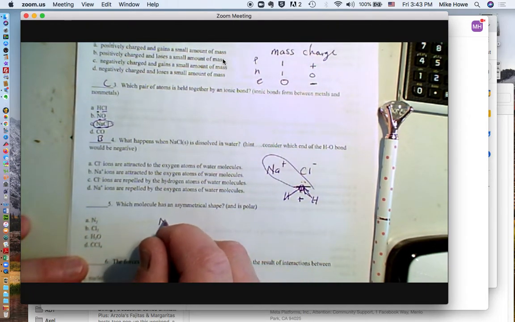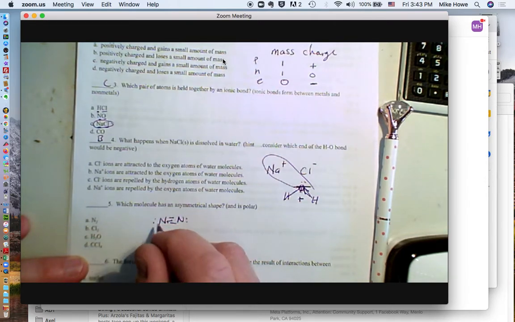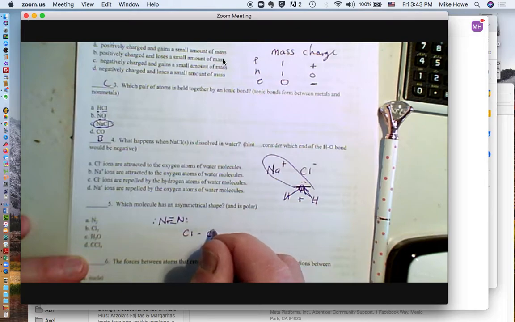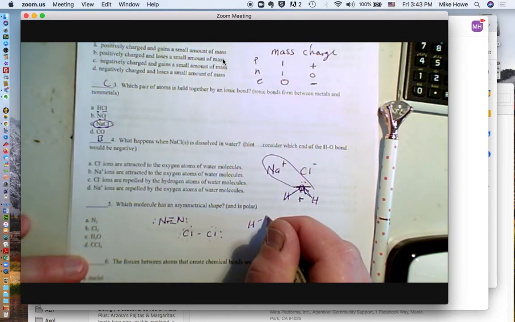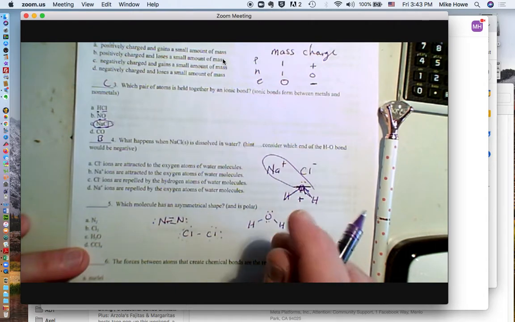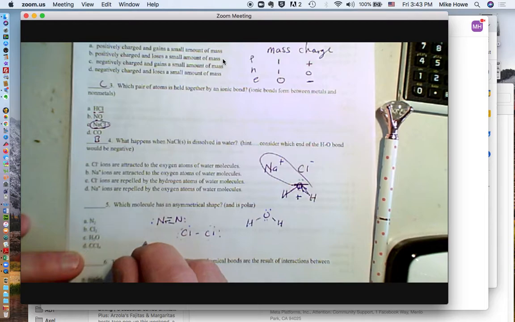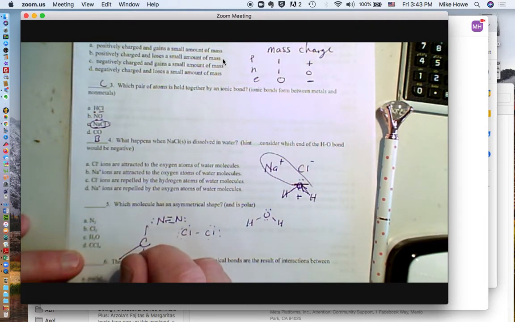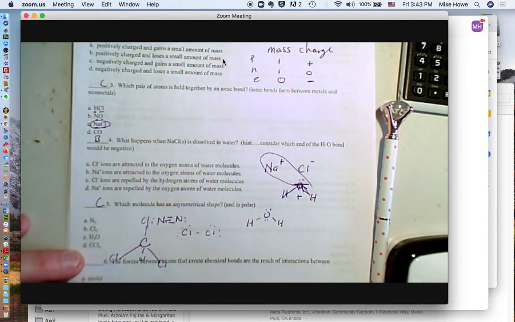Okay, asymmetrical and is polar. You draw the dot diagrams for these. So N2 looks like this. Cl2 looks like this. H2O looks like this. Because of these unshared pairs of electrons, it's bent, and therefore it is 2 H's down here, nothing up here, so it's asymmetrical. And then the carbon tetrachloride, the CCl4, looks like this. That's that tetrahedral configuration. So the one that's asymmetrical and is polar is water.